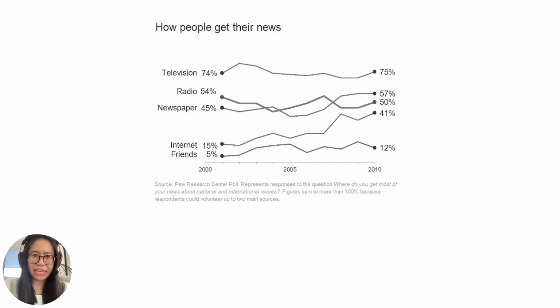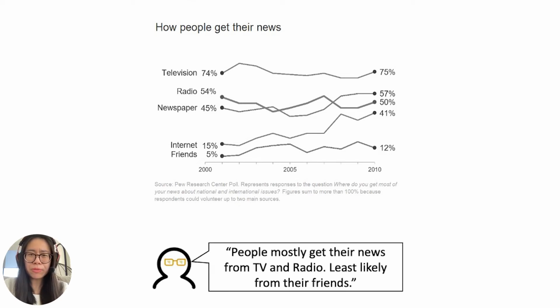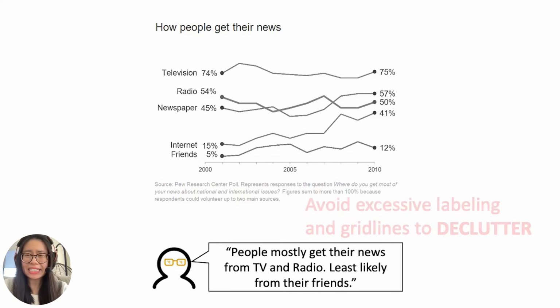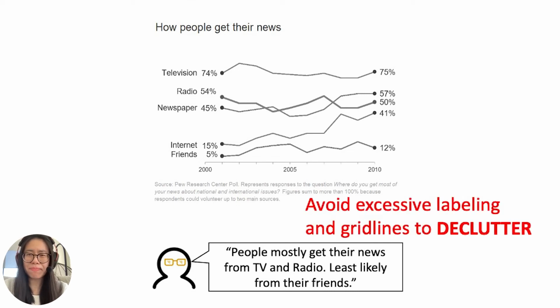Looking at this, you might be thinking that people most likely get their news from TV and radio, and least likely from their friends. So what I did here is I decluttered the chart by taking away the excessive labels and grid lines so it looks more clean. And when looking at a clean chart, people focus on the extreme values, especially if they're up top.